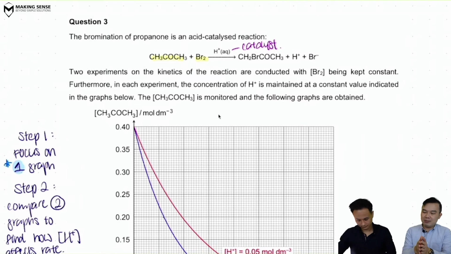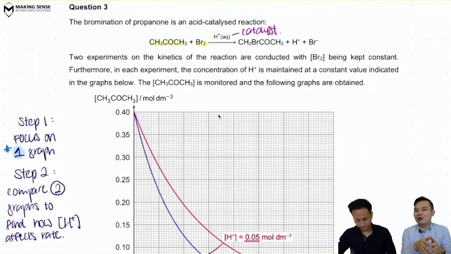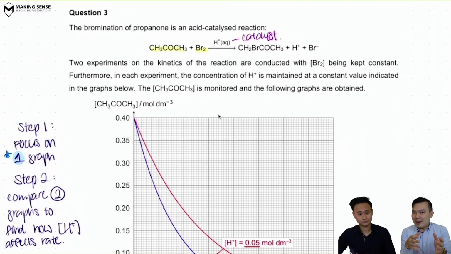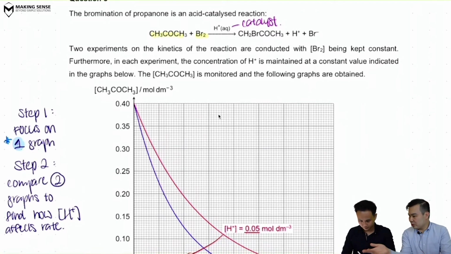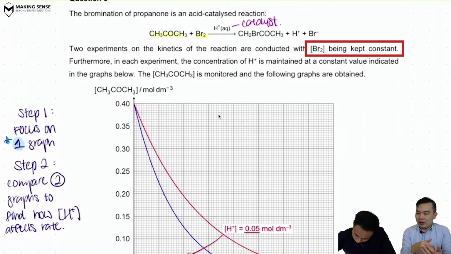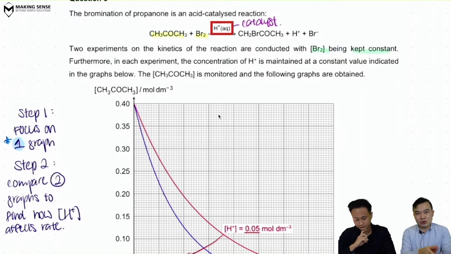So, Mr. Tim, can you remind me, if I want to find out the order with respect to propanone, what must I do first? Well, you need to make sure that every single other reagent or species is kept constant, right? The concentration. Right. And of course, obviously the conditions must also be the same. The temperature must be constant as well. So this question was quite kind to me because they told me that bromine was also kept constant. So all I need to do is to make sure that H plus is also constant as well.